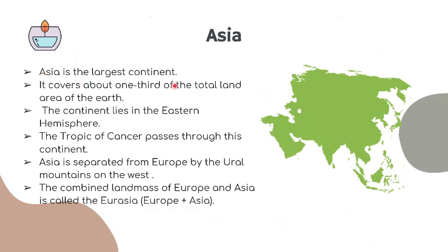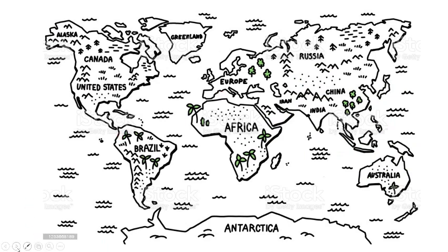Asia is the largest continent. So we are talking about Asia right now. It covers about 1/3 of the total land area of the earth. The continent lies in the eastern hemisphere. So what do you mean by the eastern hemisphere?